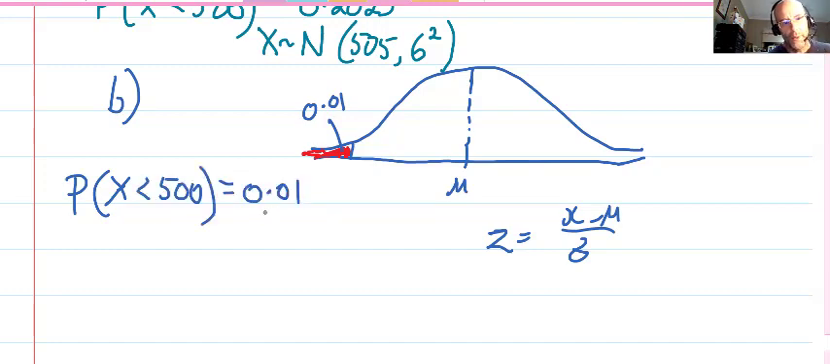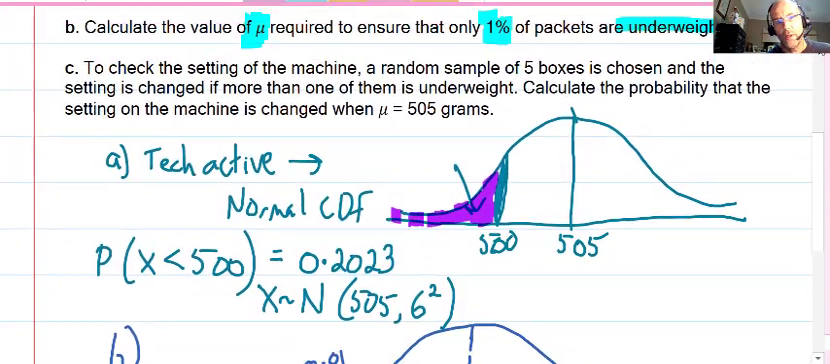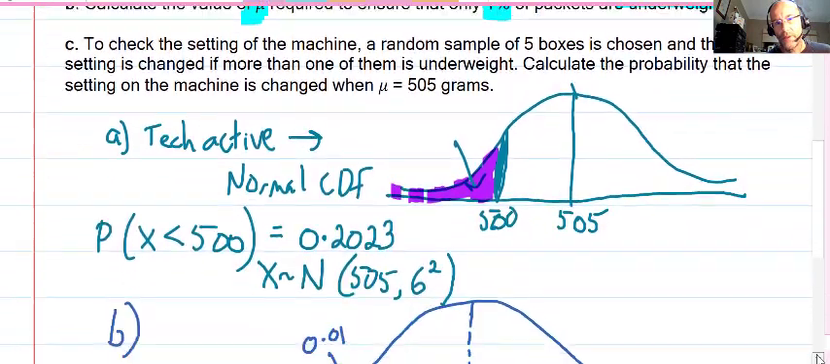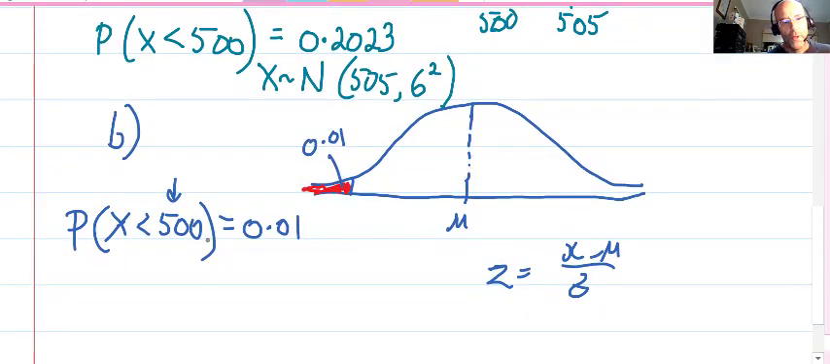Normally we'd be able to just use a graphics calculator to work that out, because we want underweight, which means less than 500, because if we go back up to the question, this is the problem solving aspect. You see the advertised weight is 500 grams, so if it's less than that, it's underweight. So we'd normally be able to put that in, but we don't know what the mean is, and that's in fact what we've got to find.